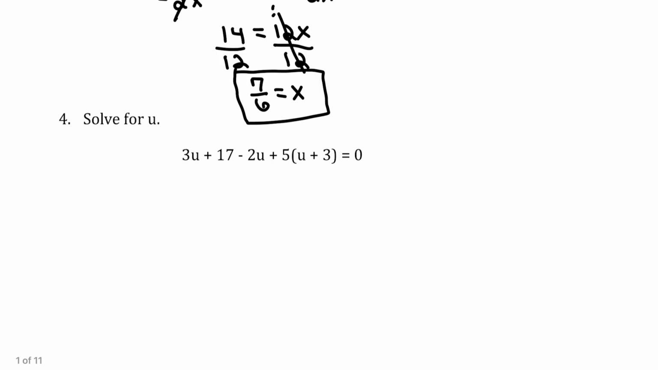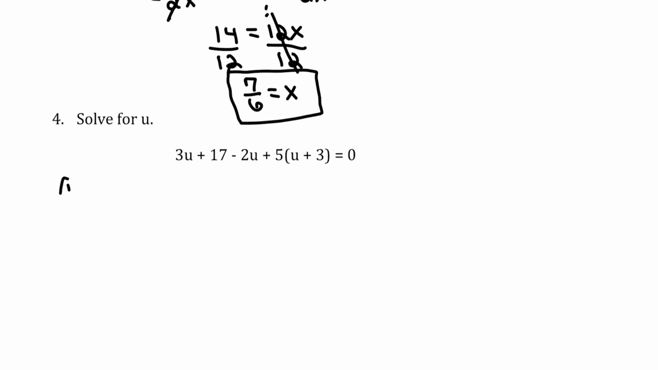All right, moving on to the next one. Number 4, we are solving for u this time, and we have a lot more variables than the last one. We have 3u plus 17 minus 2u plus 5 times u plus 3 equals 0. So our very first step is to always distribute if necessary. So distribute.